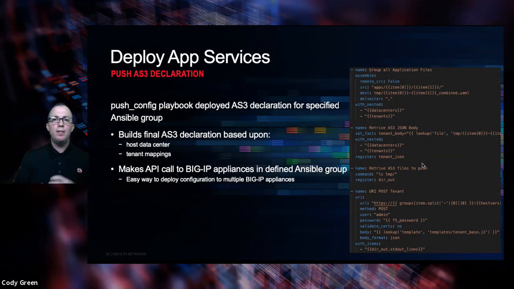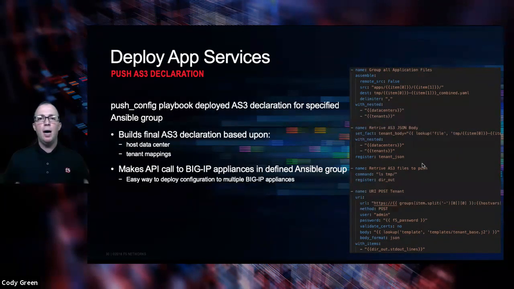So once we've defined the individual components of the schema, Robin has his app, I have my app, Joe has his app, we all may live in the same tenant. So our push AS3 declaration, our push config playbook, takes all of that information together and deploys it for that single tenant in that particular data center. Now, again, we're using those app folders and we're combining all of those apps that belong to the same tenant together.